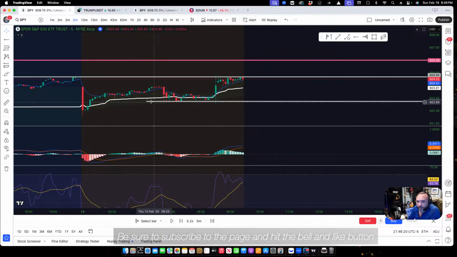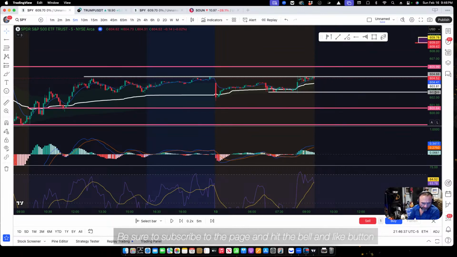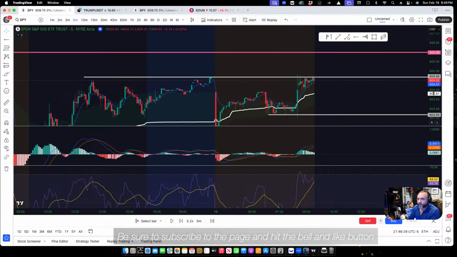So I've made a horizontal ray here, a horizontal ray on the top which also gave me confluence, after hours highs, and previous day highs. They all line up together. That's telling me it's resistance. That was definitely resistance.